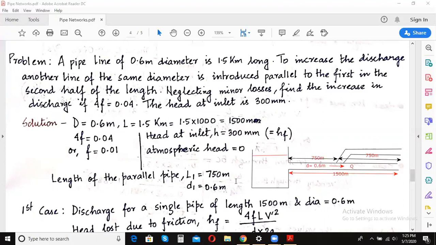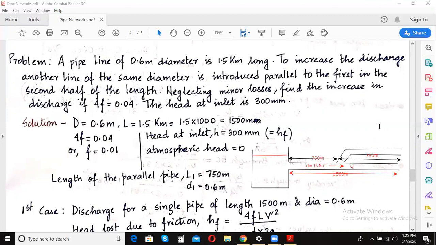So what was my initial condition? Initially, there was this tank and there was the single pipe through which discharge Q was taking place. Now, what happens in the second case? Another pipe has been introduced parallelly. Because of this arrangement, the discharge is getting increased to a certain amount. And what we have to calculate is the increase in discharge, the amount by which discharge is increased when another pipe is connected parallelly to the first pipe. So basically we have to calculate the difference in discharge.